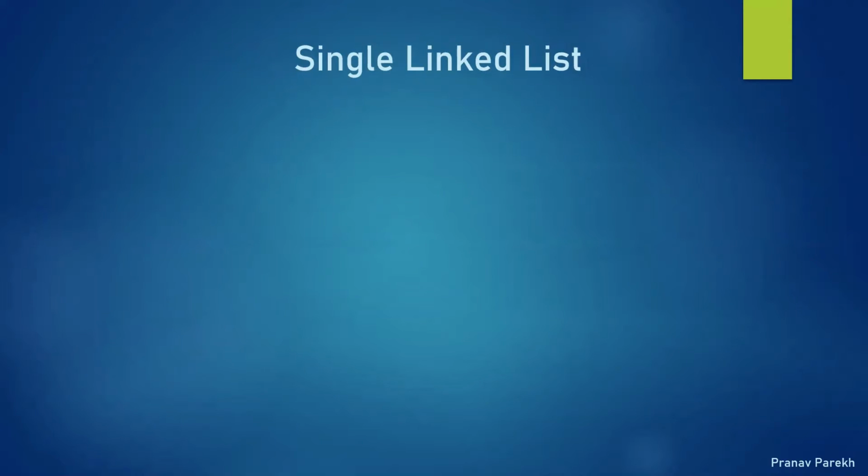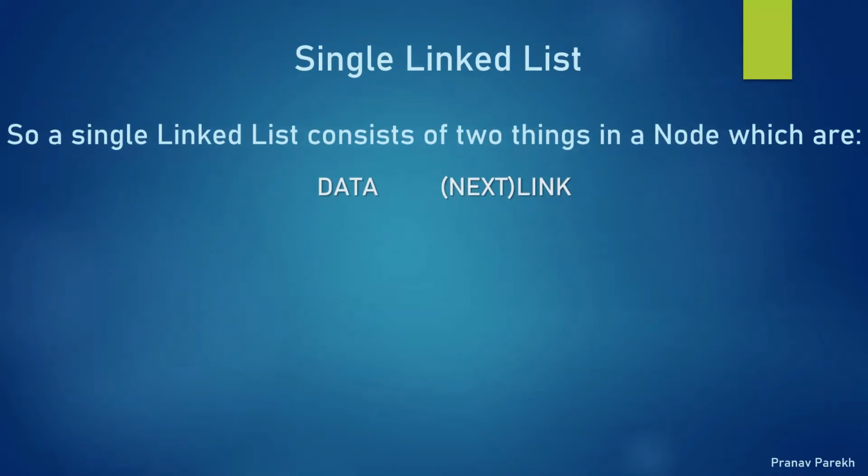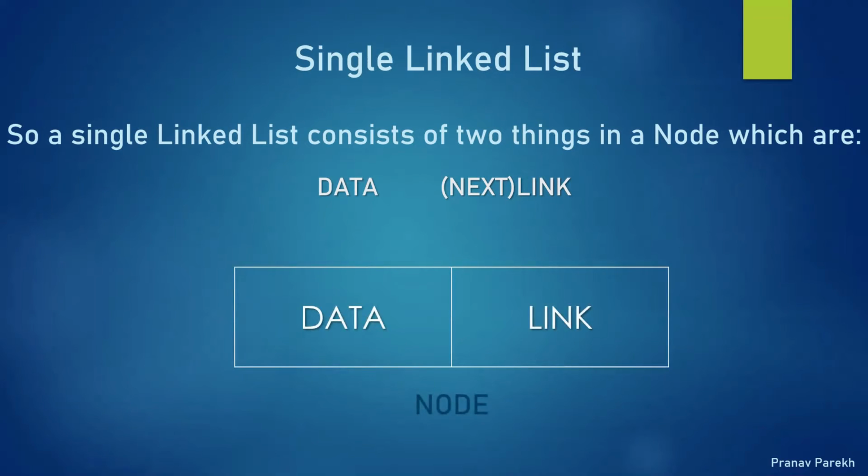Now let's talk about what a single linked list is. A single linked list is a list created by nodes, where each node consists of two things, data and a link. So now let's understand what a node is. This is a representation of a node. It has two parts. One is data and the other one is next, which means link. The data part has the actual data and the link part contains the address of the next node. So basically, we can say that a linked list is made up of multiple nodes.